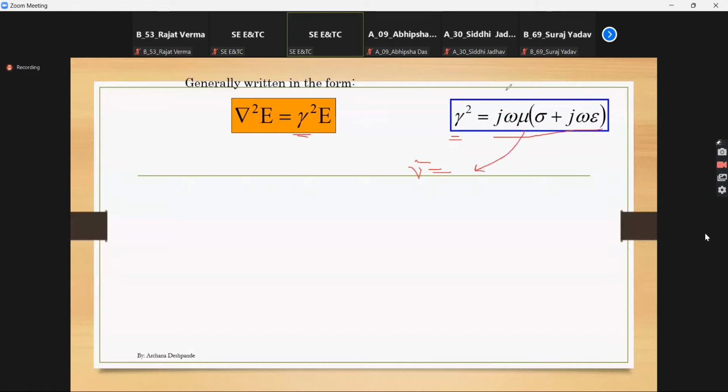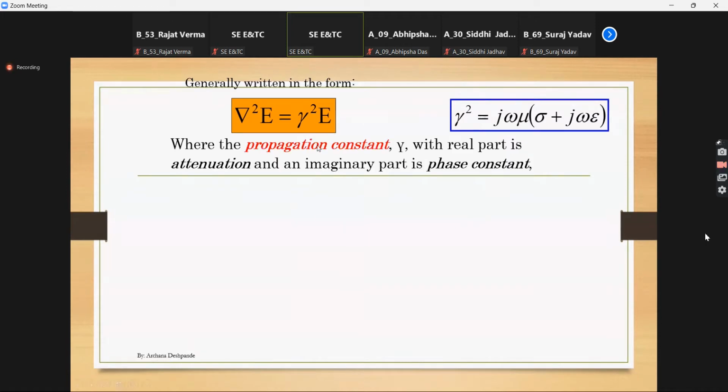So what is gamma? It is a propagation constant, basically giving you the understanding of the propagation. An EM wave propagates, so you get some information from this gamma. What information do you get? This is a complex term, and gamma always has a real and an imaginary part. So gamma is always alpha plus j beta. What information does this propagation constant give you?